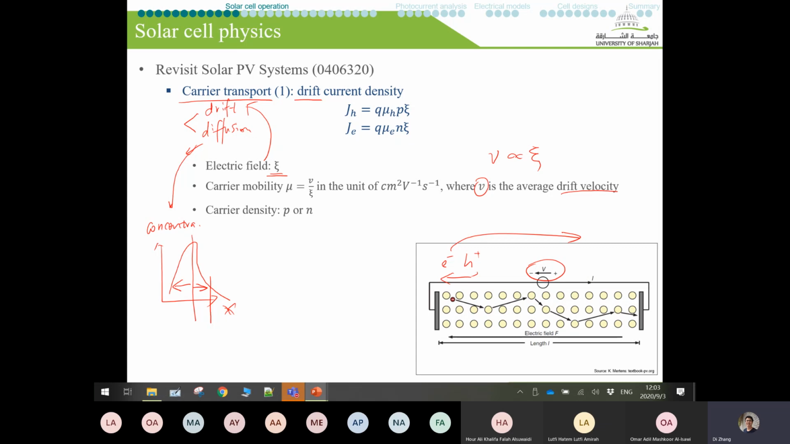In our calculation, we just need to define a coefficient. So instead of a proportional relationship, let us define that the velocity equals a certain coefficient times the electric field. And we call this coefficient the mobility, the carrier mobility. So we may have a hole mobility, and we may have an electron mobility. For a certain carrier type, we will have a different mobility inside the material. So that is the mobility definition.